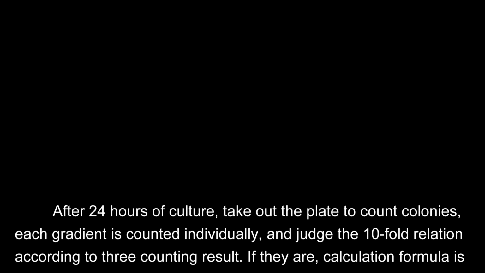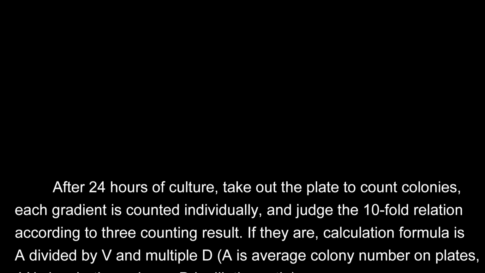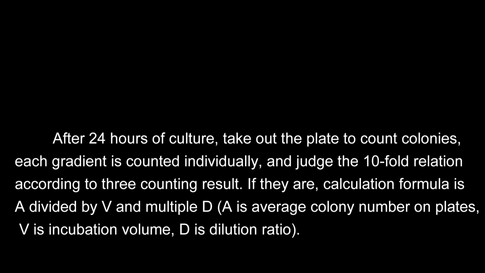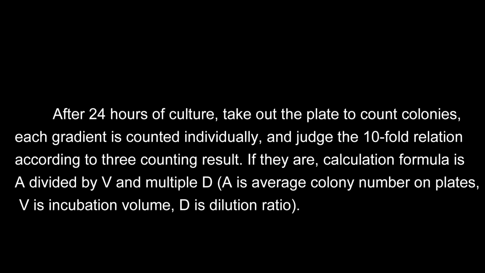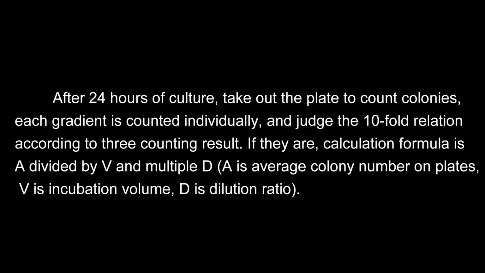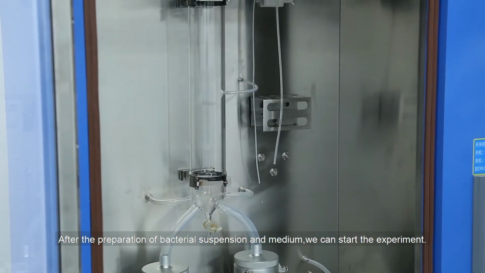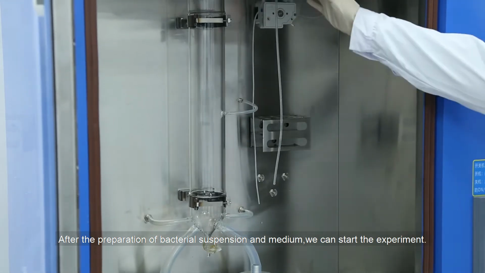After 24 hours of culture, take out the plates to count colonies. Each gradient is counted individually, and judge the tenfold relation according to the 3 counting results. If they are in tenfold relation, the calculation formula is A divided by V and multiplied by D. A is the average colony number on plates, V is the incubation volume, D is the dilution ratio. After the preparation of bacterial suspension and medium, we can start the experiment.